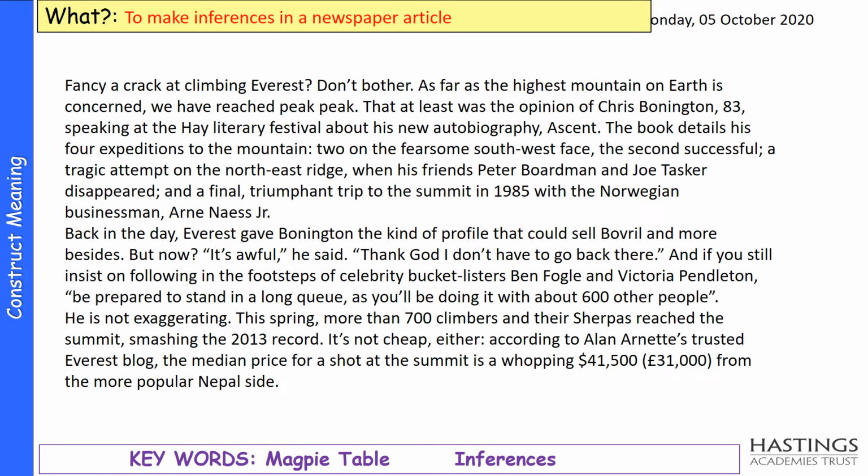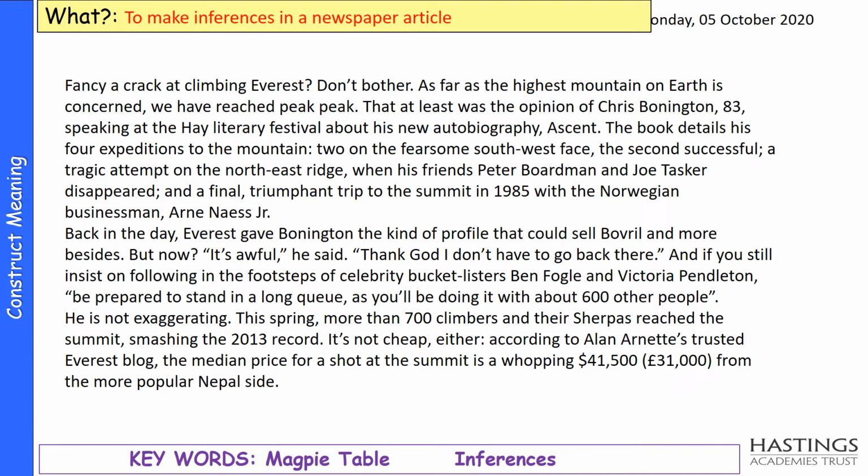Okay, so fancy a crack at climbing Everest? Don't bother. As far as the highest mountain on Earth is concerned, we have reached peak. That, at least, was the opinion of Chris Bonington, 83, speaking at the Hay Literary Festival about his new autobiography, Ascent. The book details his 4 expeditions to the mountain, 2 on the fearsome southwest face, the second successful, a tragic attempt on the northeast ridge when his friends Peter Boardman and Joe Tasker disappeared, and a final triumphant trip to the summit in 1985 with the Norwegian businessman Arne Næss Jr.